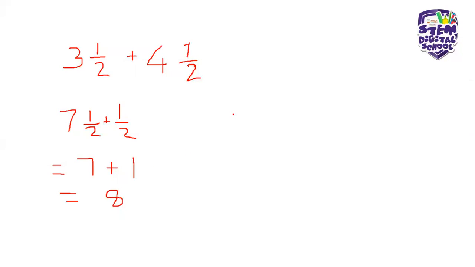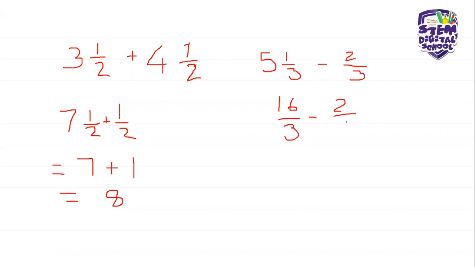Same story with subtraction. Subtraction things don't change. If I had 5 and a third minus 2/3, right? Let's work it out. 5 times 3 plus 1 is what? 16 over 3. Subtract 2 over 3. I have an answer of what?